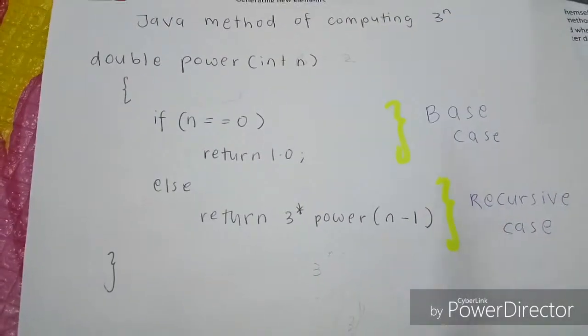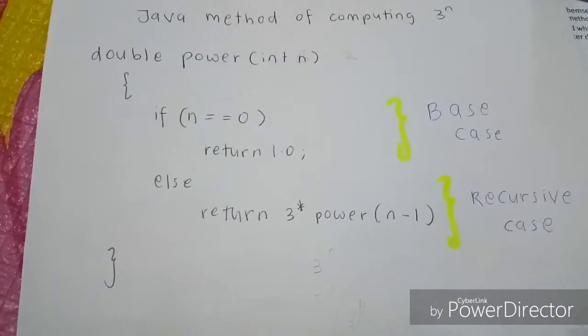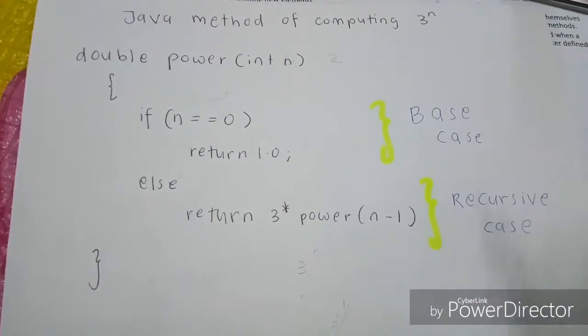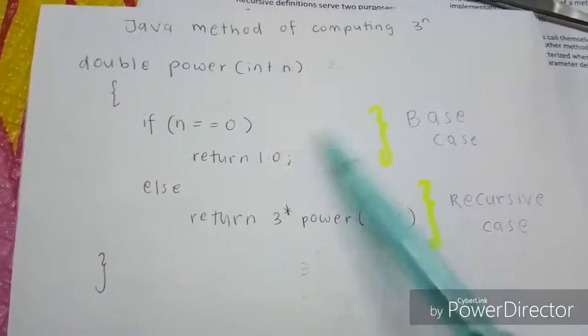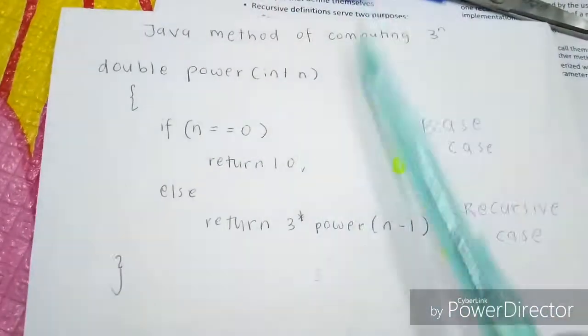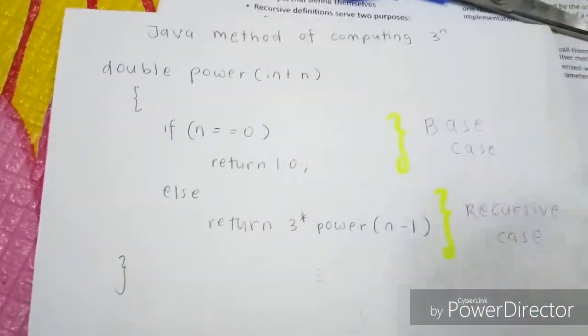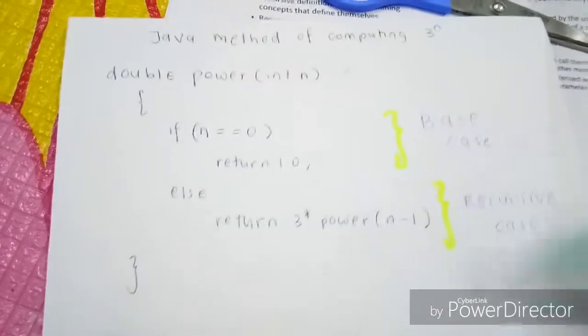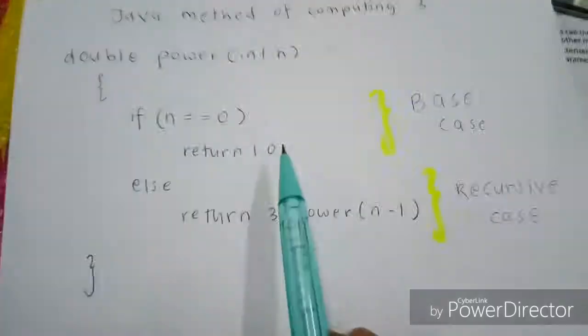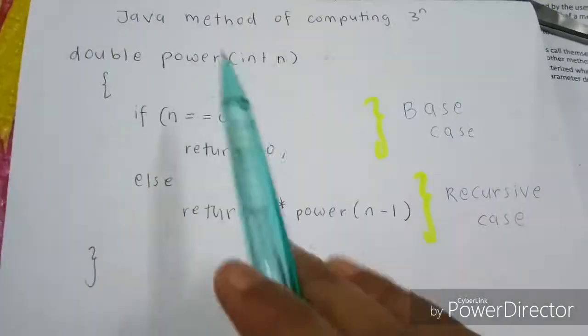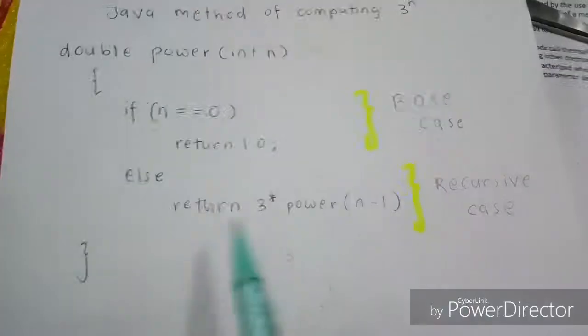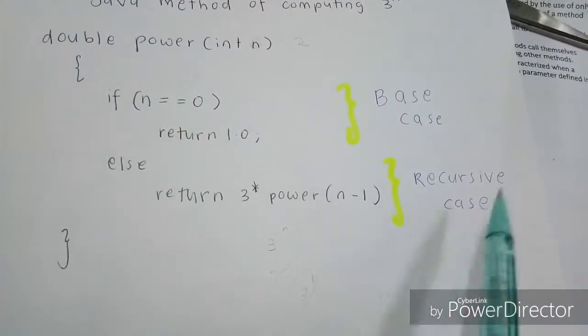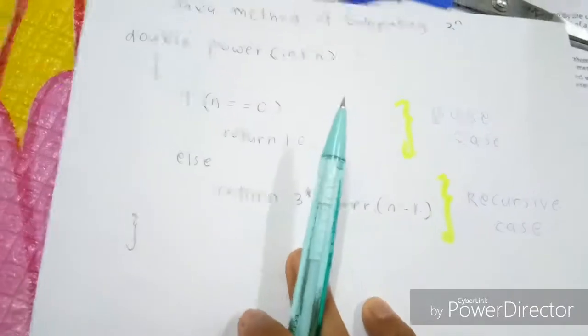This is some examples of recursion, which is an example of a Java method of computing 3 power of n. This is an example of pseudocode. From this example we can label the first condition as the base case and the second condition as the recursive case. So I will explain how.